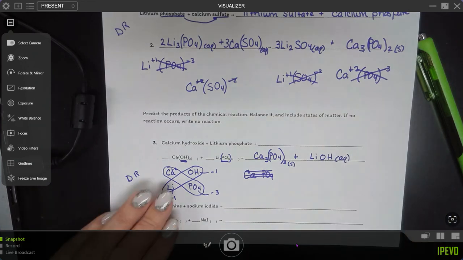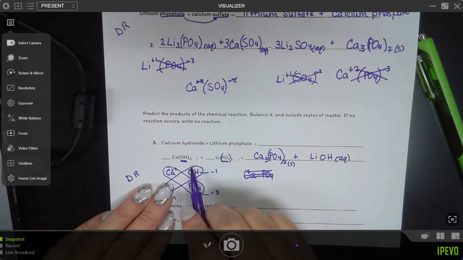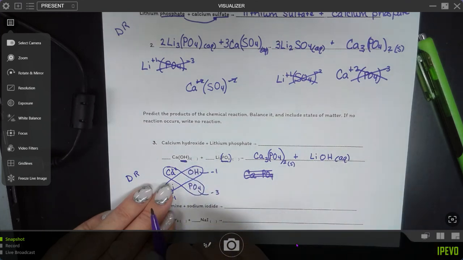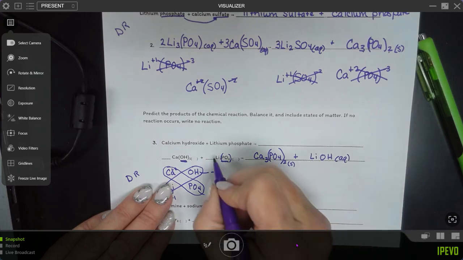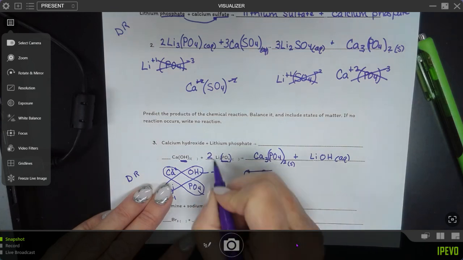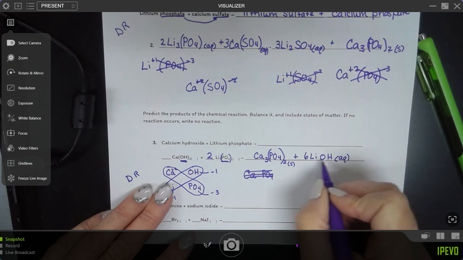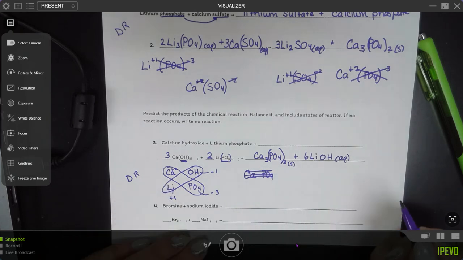All right, now let's see, balancing. Can I balance this? Let's see, I need 3 lithium, I need 2 hydroxides. All right, let's see. I have 2 phosphates, so let's go with that. 2 phosphates here, only 1, so I'm going to put a 2 here. That tells me I need 6 lithium, which means I need 6 hydroxides, so I need a 3 here. All right. So that should be balanced.